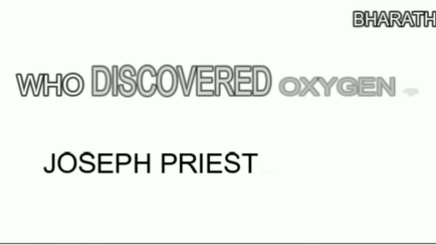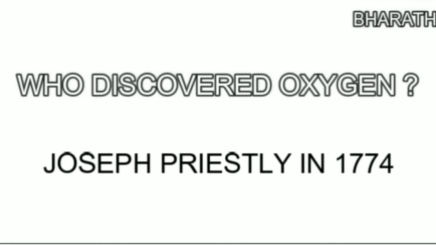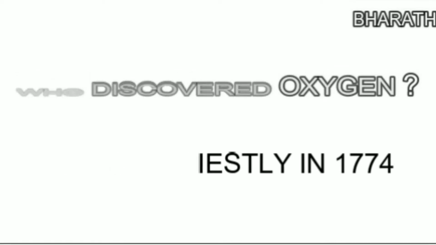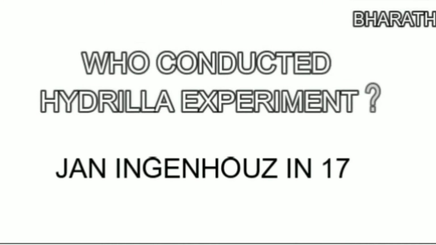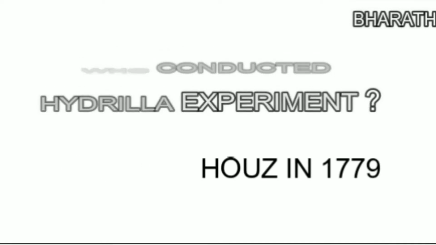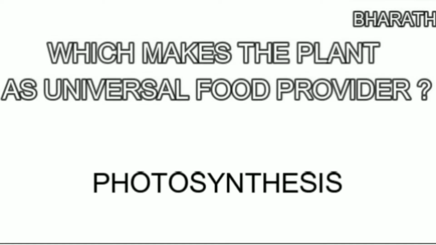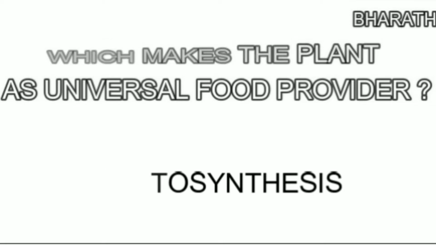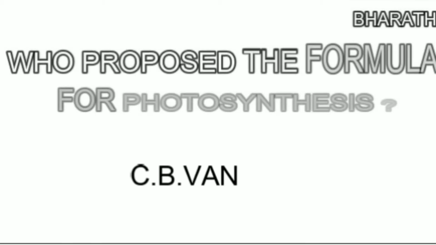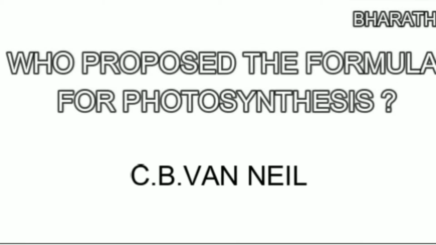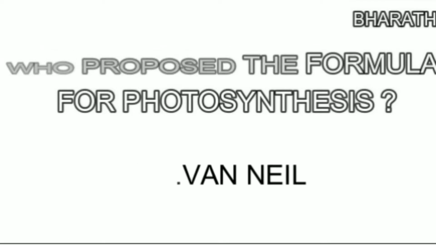Who discovered oxygen? Joseph Priestley discovered oxygen in 1774. Who conducted the Hydrilla experiment? John Ingenhousz conducted the Hydrilla experiment in 1779. Which makes the plant a universal food provider? Photosynthesis makes the plant a universal food provider. Who proposed the formula for photosynthesis? C.B. Van Niel proposed the formula for photosynthesis.